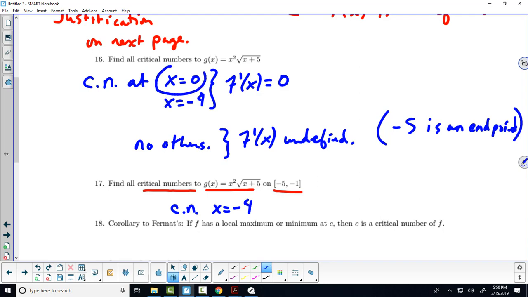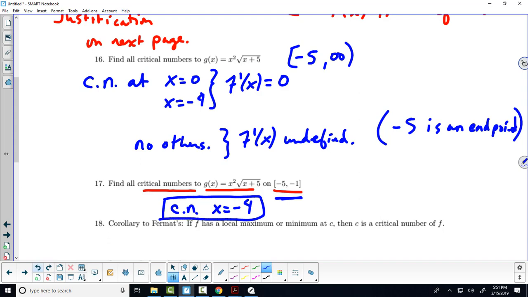0, although it was a critical number when we were considering the domain to go from -5 to infinity. So 0 would be included as a critical number there because it sits within that domain of the function. When I'm considering this restricted interval, 0 is not in it, so I only have one critical number. That's at the place where the derivative was 0 on that interval.